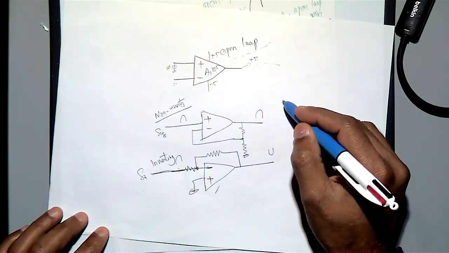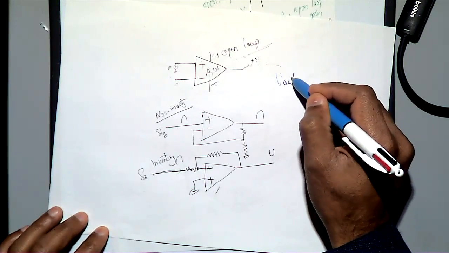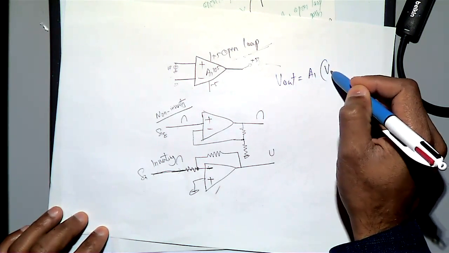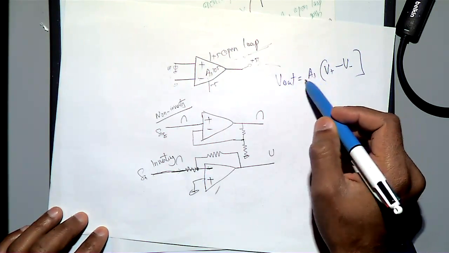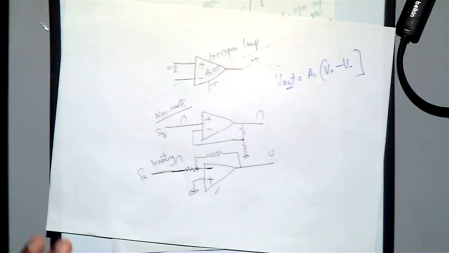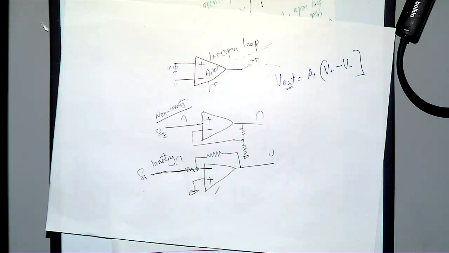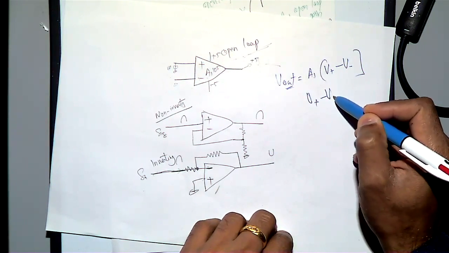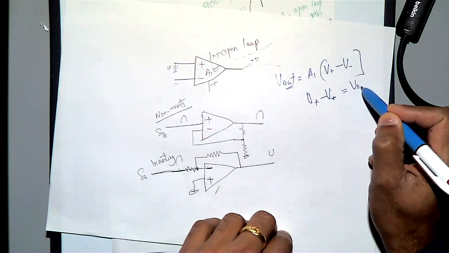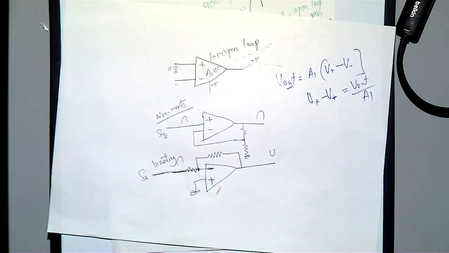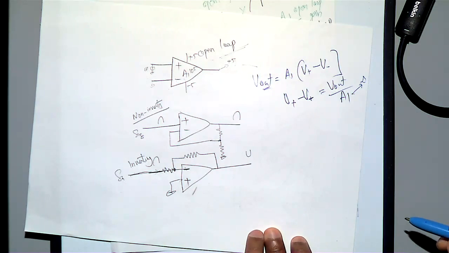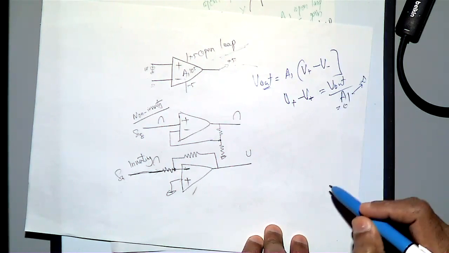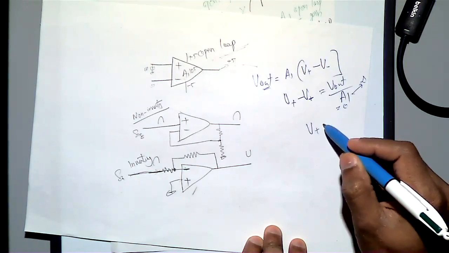Then for an operation amplifier, your V out is equal to A1 into V positive minus V negative. This signal minus this signal into open loop gain. So that is equal to V out. Then I can say V positive minus V negative is equal to V out by A1. Do you agree with that from that expression? Then if A1 tends to infinity, what will happen? Then this will become 0. Then what is the meaning? V positive is equal to V negative.